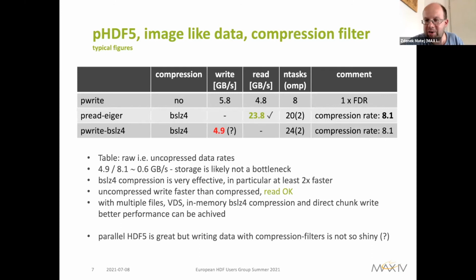So my conclusion was that I like parallel HDF5, but writing data in a simple way with compression filters is not so shiny. So either I am doing something wrong, or I think that there is a lot of space for improvements. Maybe not a lot, but some. Thanks.